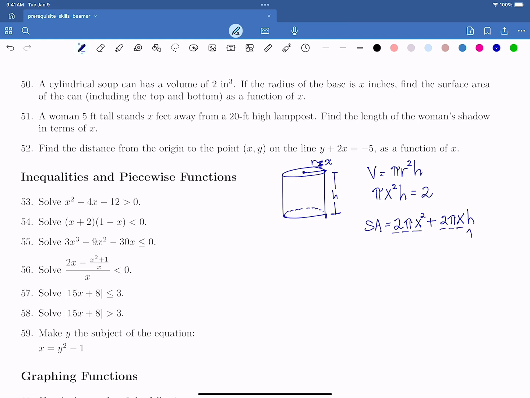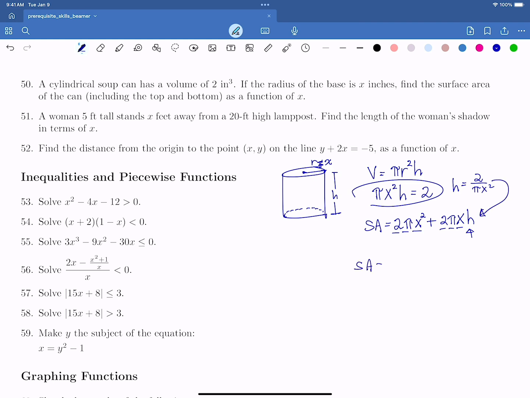Oh, this is the problem right here. We got to get rid of that h. So I'm going to come back up and use this as my helper equation. Isolate the h, or make h the subject of that equation, dividing both sides by pi x squared. h equals 2 over pi x squared. And now I simply need to substitute this in for my h.